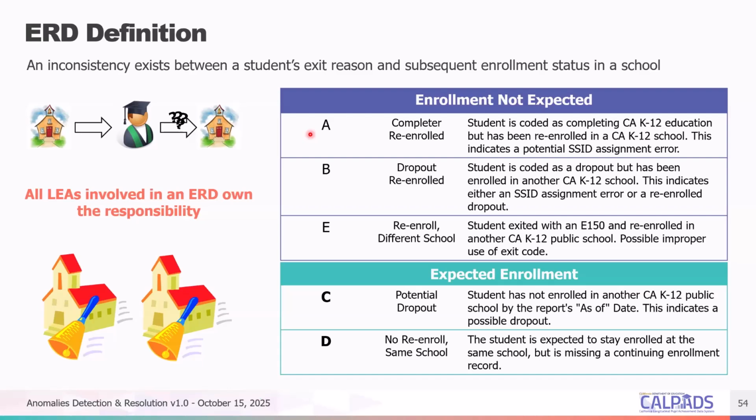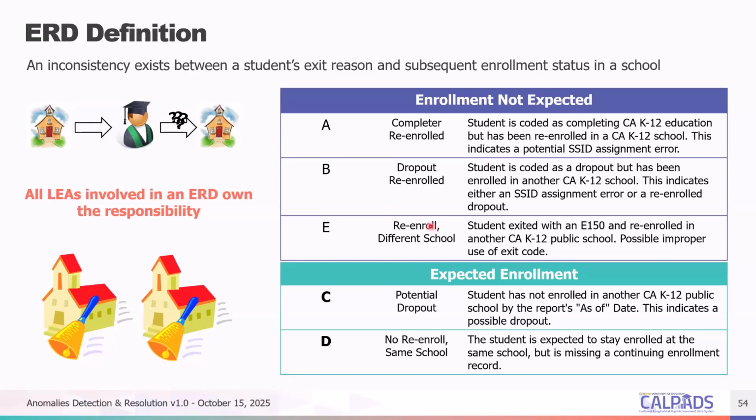So that's one scenario for why you have an ERD, because normally you won't be able to create a new enrollment if a student was exited as a graduate last year. Okay, so that's A, and also if you have students who went to college, you have a T280, and you re-enroll the student, you would get an A as well. B is you have a dropout. If you exited the student with an E400 or E140, and the prior LEA had that exit reason, and you now re-enroll the student, then you would get that notification.